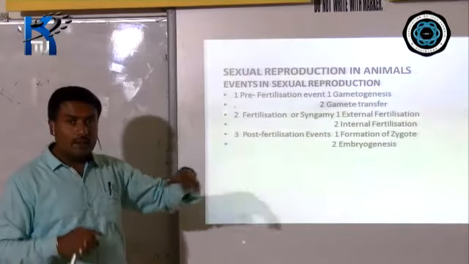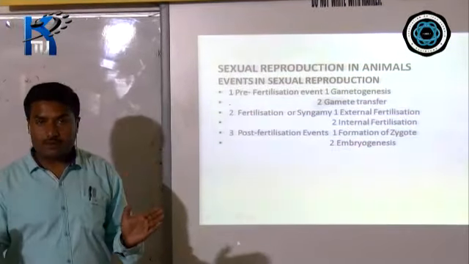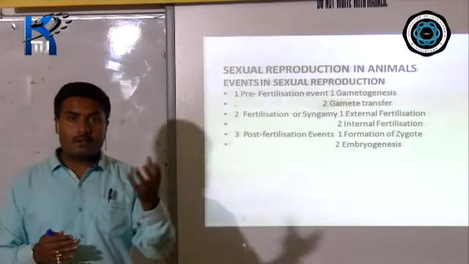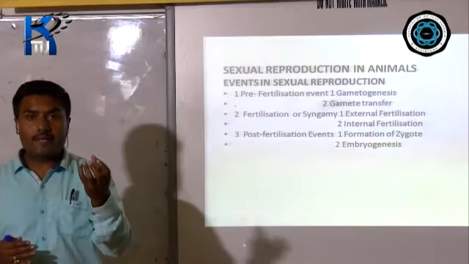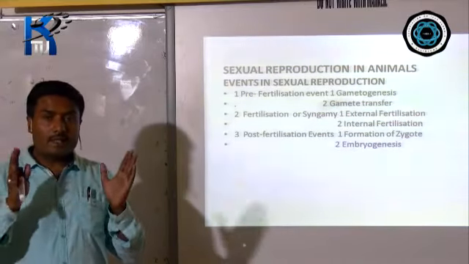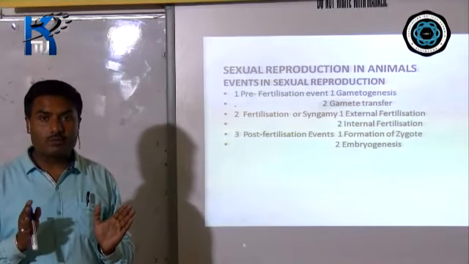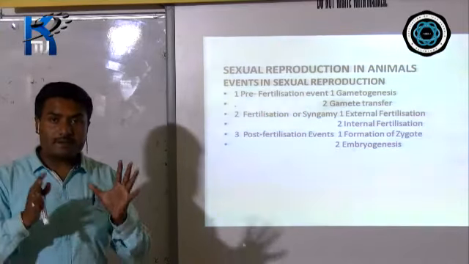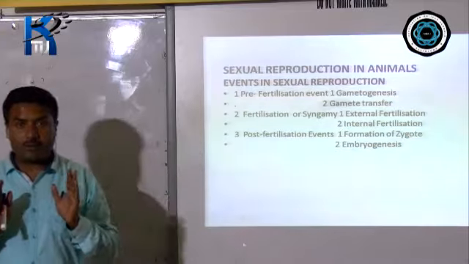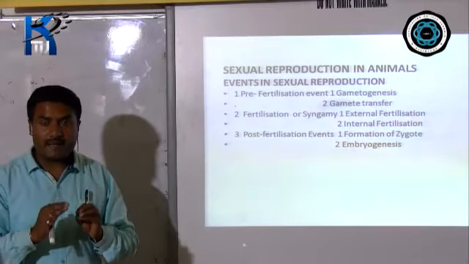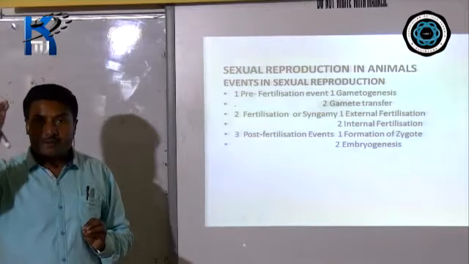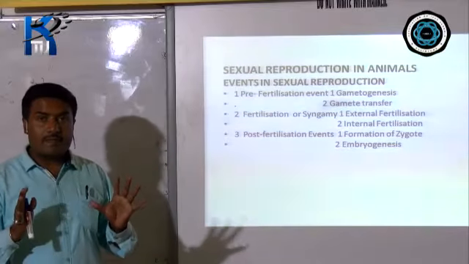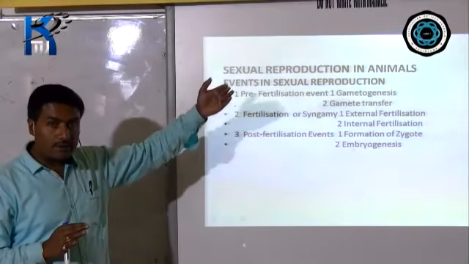Then after that, these gametes need to be transferred. In the case of the female, the egg or ovum is immotile, that means it does not move, whereas the sperm moves. That means there must be some way or means by which these gametes are transferred. That means there must be a copulatory organ. We will be discussing this gamete transfer in some other session.